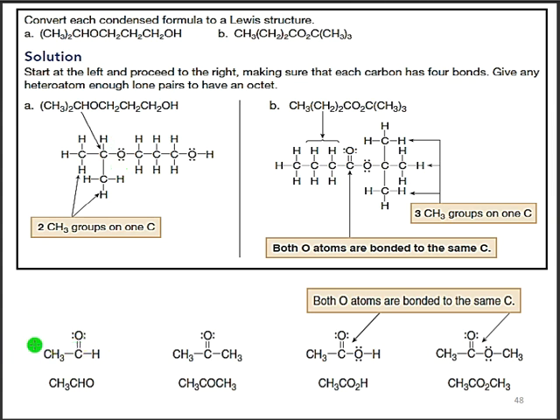Look here, this Lewis structure, CH3, carbon double bond oxygen, hydrogen, CH3CHO. That means the carbon here is bonded to the hydrogen and oxygen. And here CH3COCH3. This on the upper side is the Lewis structure, and on the bottom, the condensed structure. And the same thing for the other.